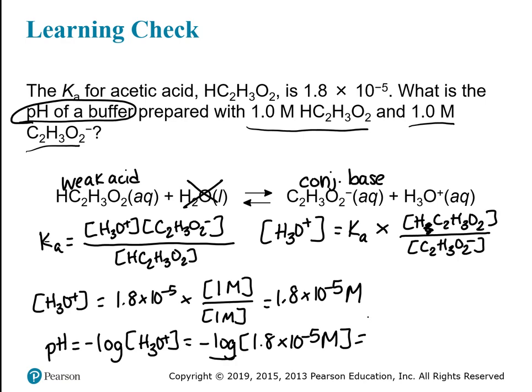For sig figs, you're going to put down what comes before the decimal place, which is a 4. And then you're going to write 2 decimal places because we have 2 sig figs in our concentration. So our pH is 4.74 with proper sig figs. Remember, pH sig figs are a little bit funky. So that's how you go from a dissociation expression all the way to figuring out the pH of a buffer.